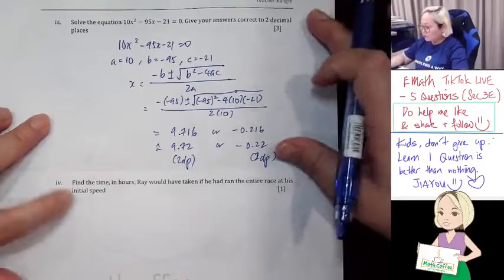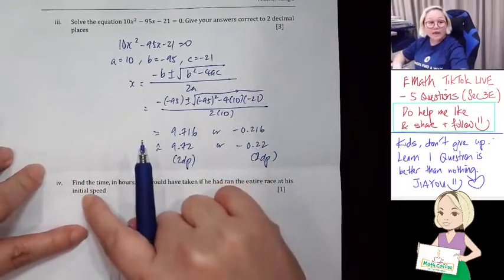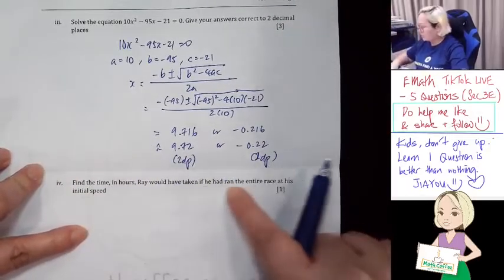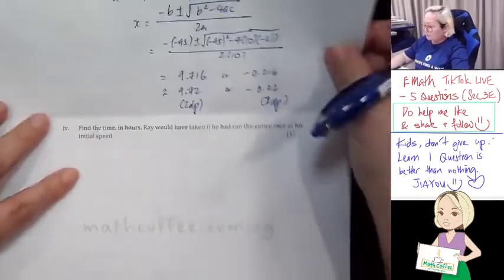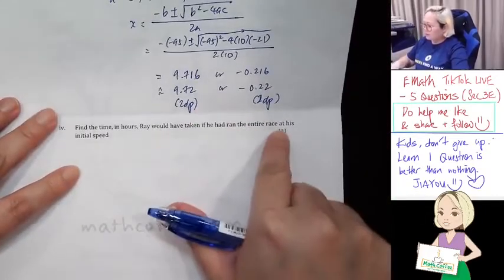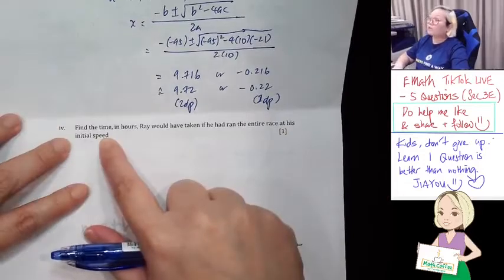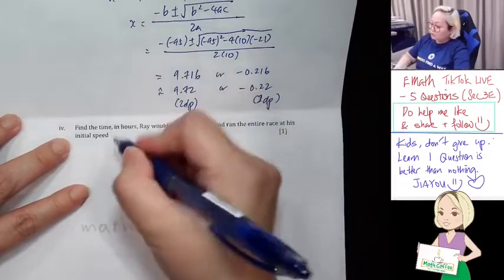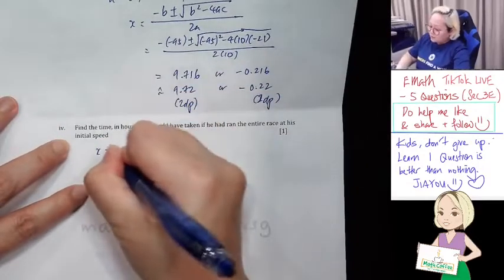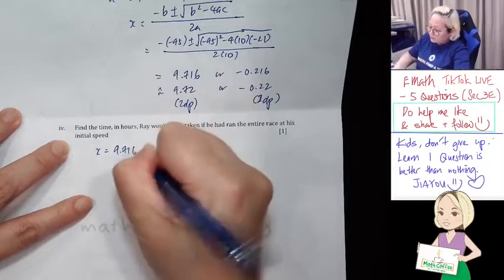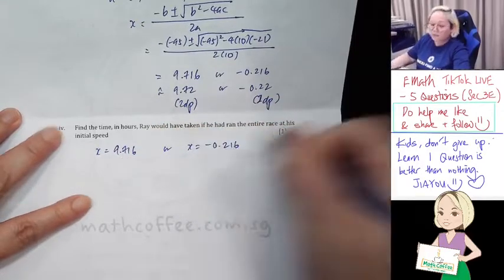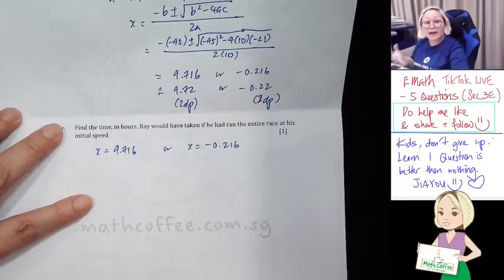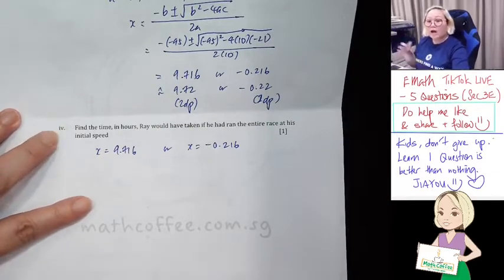So only reject here when you see the last part. They will say find the time Ray will take if he ran the entire race at his initial speed. So it means that if he ran the entire race at his initial speed was x, right? So x equals to 9.716 or x equals to negative 0.216. Over here, because I want to use my x to calculate for part 4, then I will have to reject.